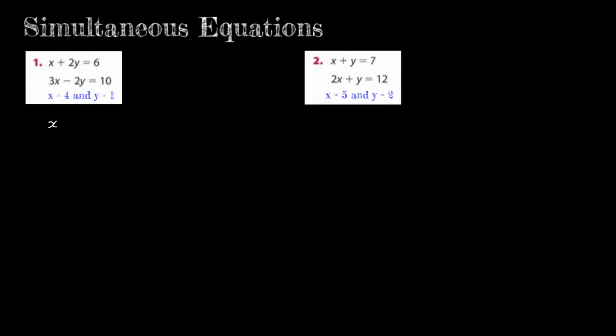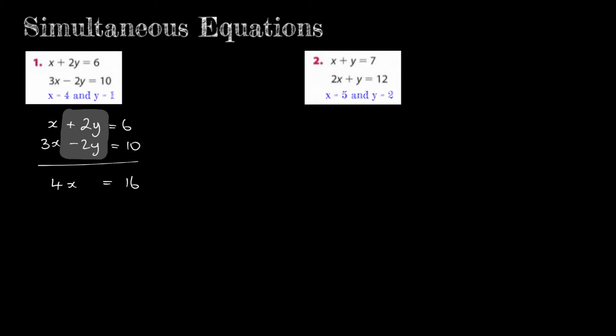So let's start by writing out the question. x plus 2y equals 6, and 3x minus 2y equals 10. Now in this case, you can see that these are both 2y. One's positive and one's negative. So if I was to add them together, effectively what I'd be doing is I'd be cancelling them. So if I was to add those two equations, the y's would cancel and I'd just be left with x's. I'd be left with 4x equals 16.